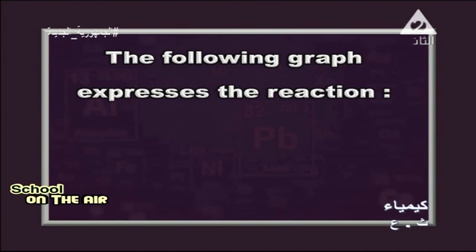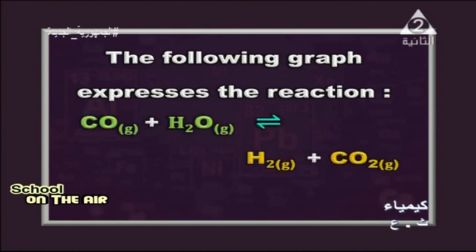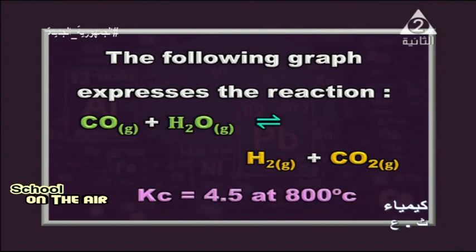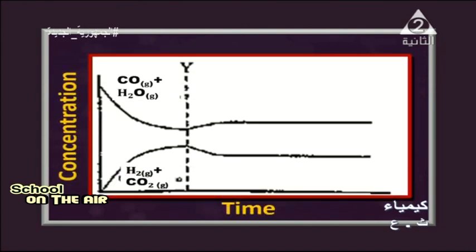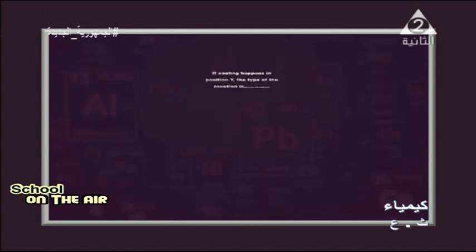Next question. The following graph expresses the reaction CO plus H2O in equilibrium with hydrogen and carbon dioxide gas, and Kc for this reaction is 4.5 at 800 degrees Celsius. This graph represents here the concentration of reactant decrease and the equilibrium, and the concentration of product increase at equilibrium.